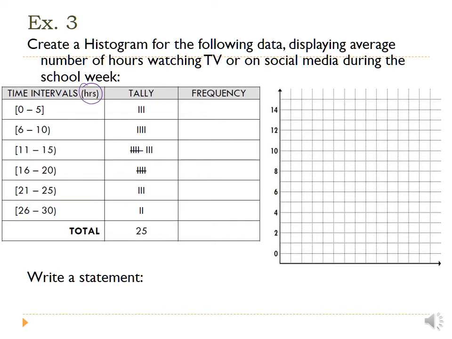What we are going to do, though, is we're going to complete our frequencies. So 3 ticks, 4 ticks, 5 plus 3, 8, and then 5, 3, and 2. And then double check that that adds up to 25 to make sure you did your count correctly. So 3 plus 4 is 7, plus 8, 15, plus 5, 20, plus 3 and 2, 25. Perfect. Give it a title. I'll call it TV/social media.